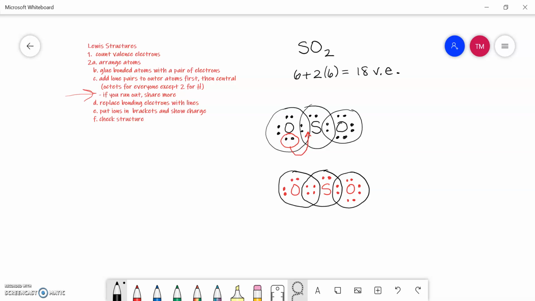We want to redraw the bonding electrons as lines. So we're going to have sulfur, but now we have something new. We're not sharing just 1 pair of electrons, but 2. So we show 2 lines to represent what we're going to call a double bond. Let me clean that structure up a little bit. Sorry, it's a little ugly. Okay, let's try that again. Here's my double bond to oxygen. Single bond to the other oxygen. So here's my final Lewis structure.